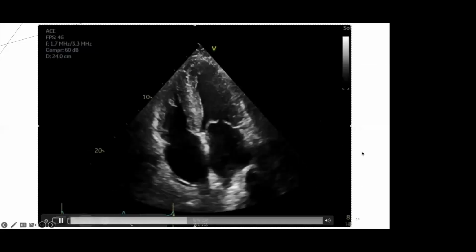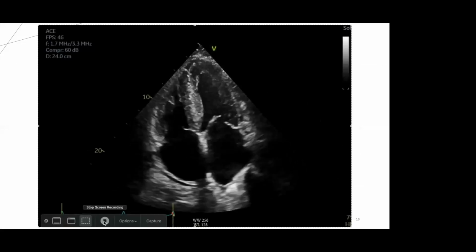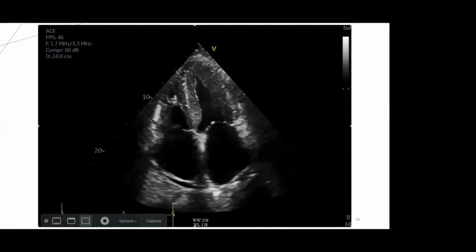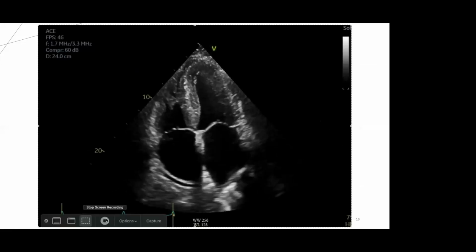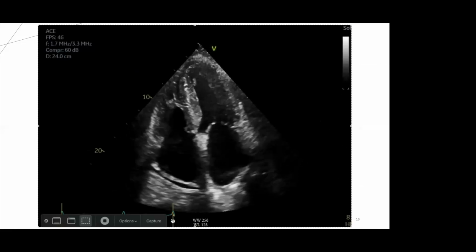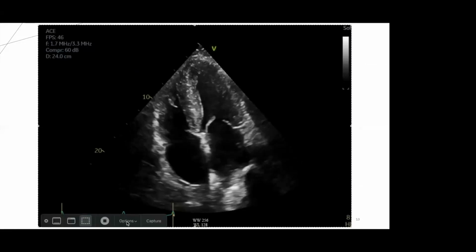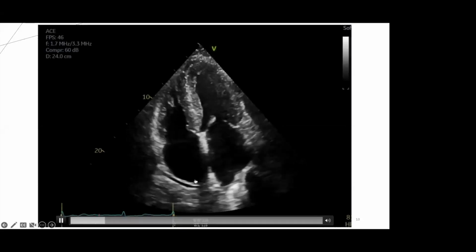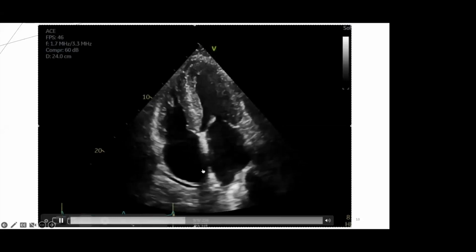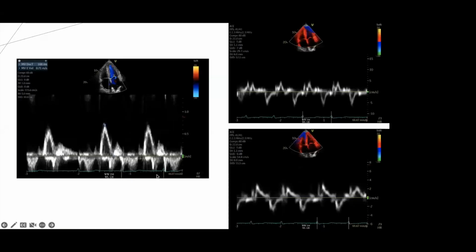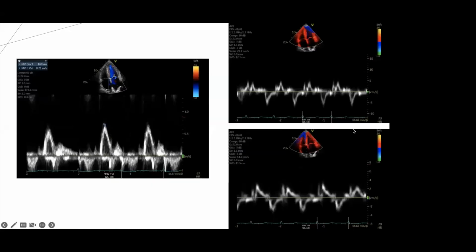And this is the apical four-chamber. Anyone want to add any other findings we see here? Exactly. So again, we see the biventricular wall thickness. We see the biatrial enlargement. There's probably some interatrial thickening here. We have pericardial effusion. So all quite suspicious.